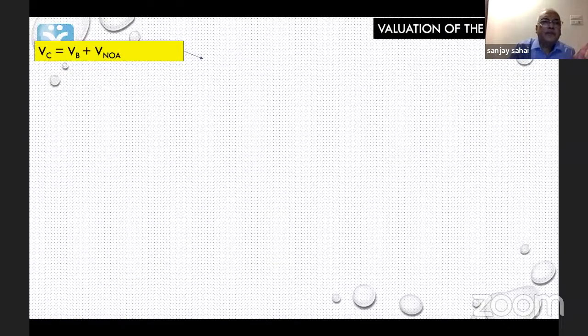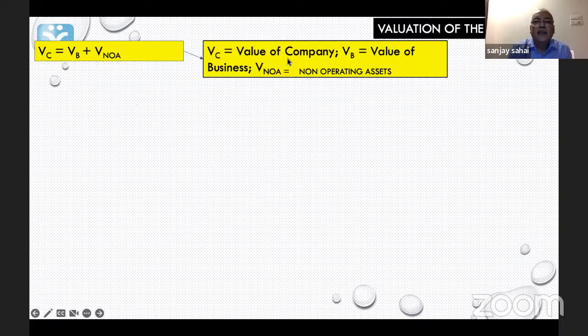So this was the first thing. Now, let us look at this in the form of a small equation. Don't get psyched by this. Very simple thing. VC, value of company, is equal to value of business, VB, plus value of non-operating assets. So I've written it here. When the valuation is going to happen of the company, I am valuing two things. One is the business, one is the non-operating asset.